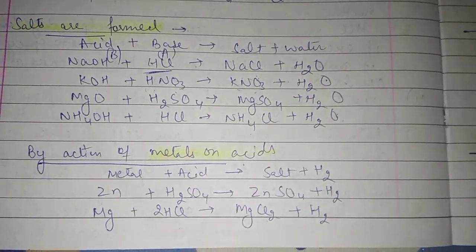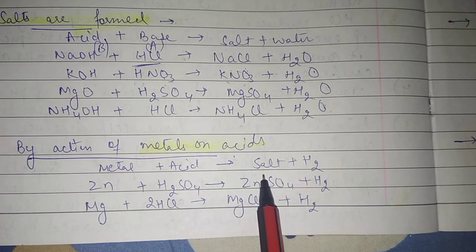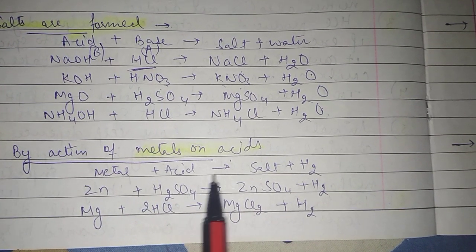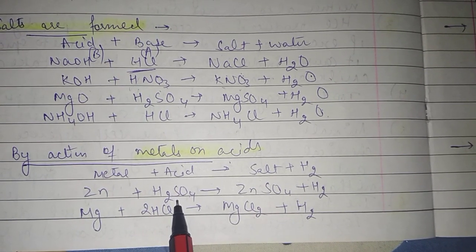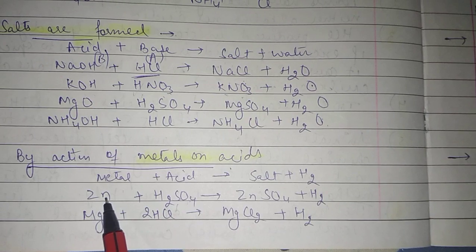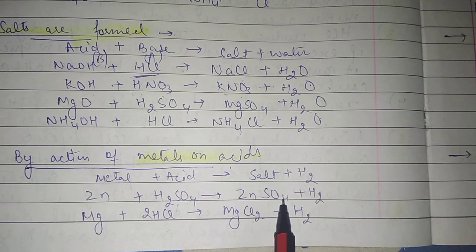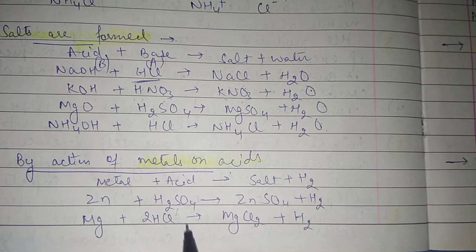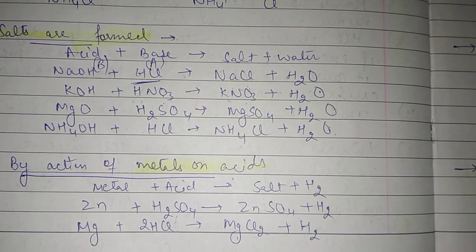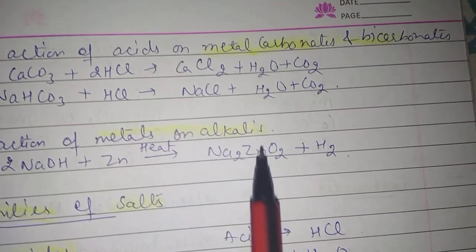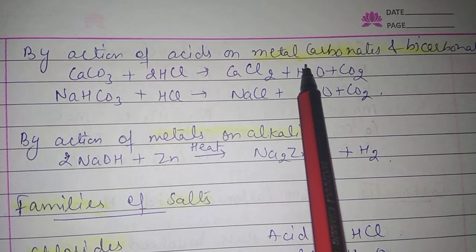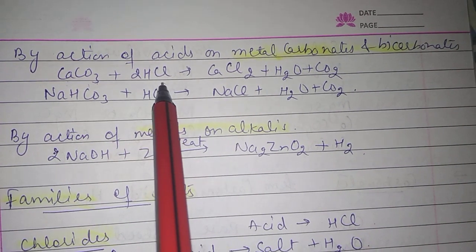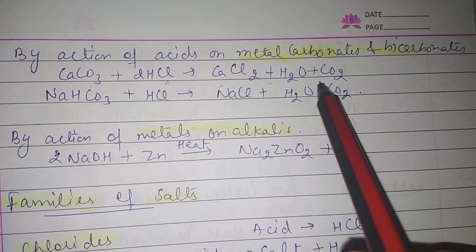And the second method is by the action of metals on acids. Metal plus acid forms salt and hydrogen. Zinc, when it reacts with sulfuric acid, forms zinc sulfate and hydrogen gas is released. Magnesium, when it reacts with hydrochloric acid, forms magnesium chloride and hydrogen gas is released. The third method of salt formation is by the action of acids on metal carbonates and bicarbonates. Calcium carbonate, when it reacts with hydrochloric acid, forms calcium chloride plus water and carbon dioxide.